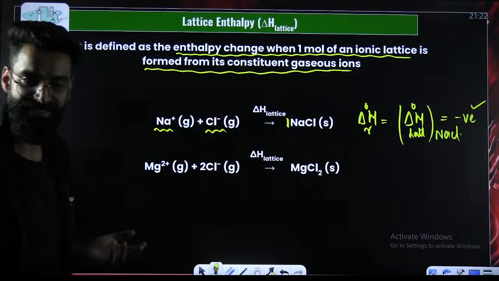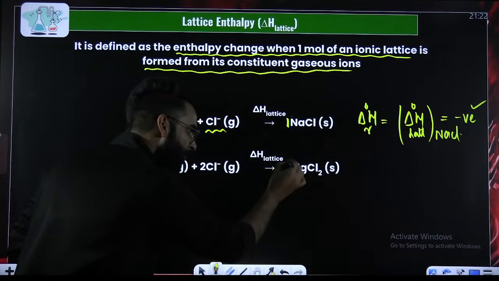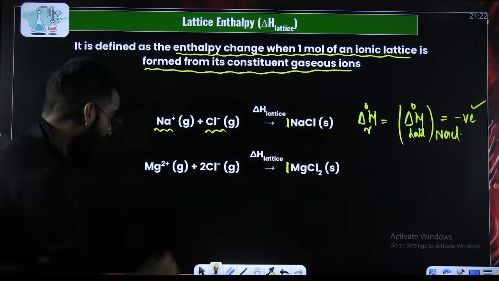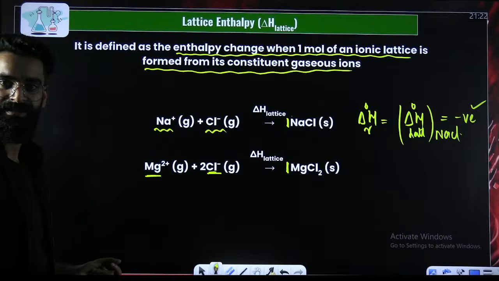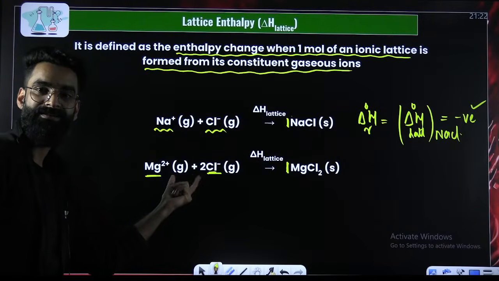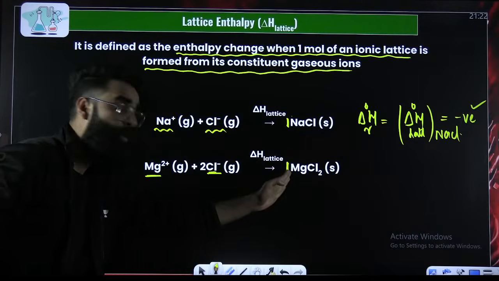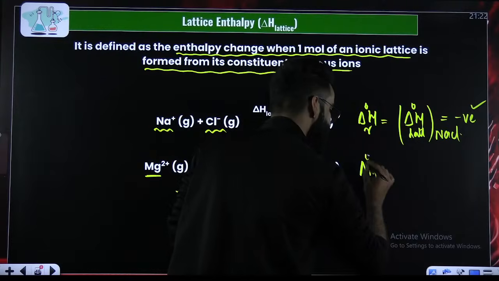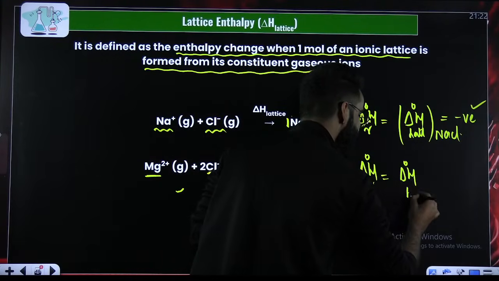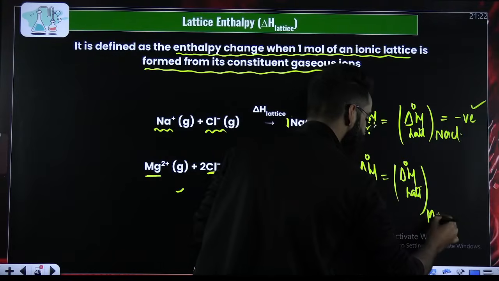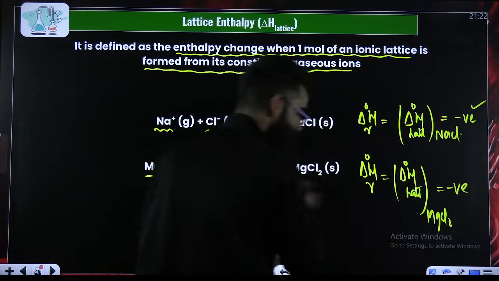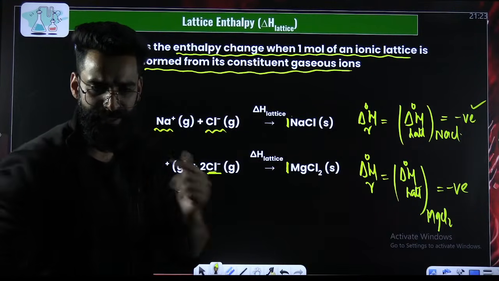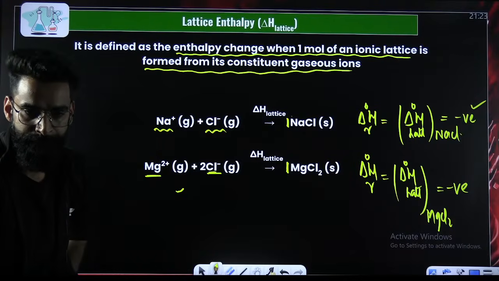Have a look. 1 mole of MgCl2 is getting formed, 1 mole of ionic lattice, again from its constituent gaseous ions. These ions would have attracted. During attractions, energy is released. Whatever heat is released during this process is what I'll be calling the lattice energy of MgCl2, which will come out to be negative in this case because they're attracting, right? Yes? Perfect.